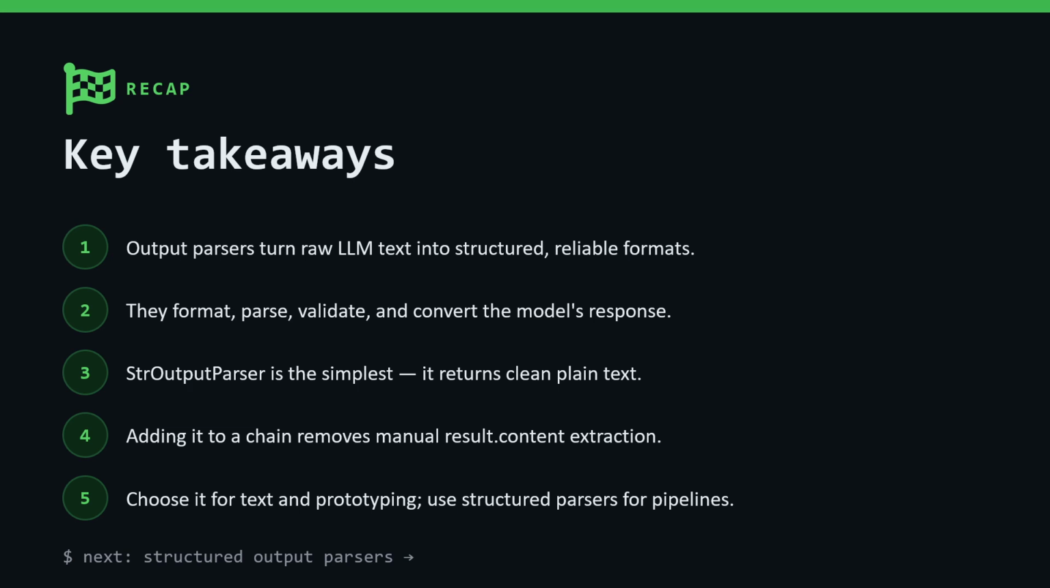Fine. Now what we have learned: output parsers turn the LLM's raw text into structured output. We have the JSON output parser, and the pydantic output parser we will do, which will do validation. String output parser is the simplest one, it returns clean plain text. We don't need to do manual extraction using result.content. My string output parser will give me the content. We can use this string output parser for text and prototyping. We use structured parsers like JSON or pydantic for pipelines, as simple as that.